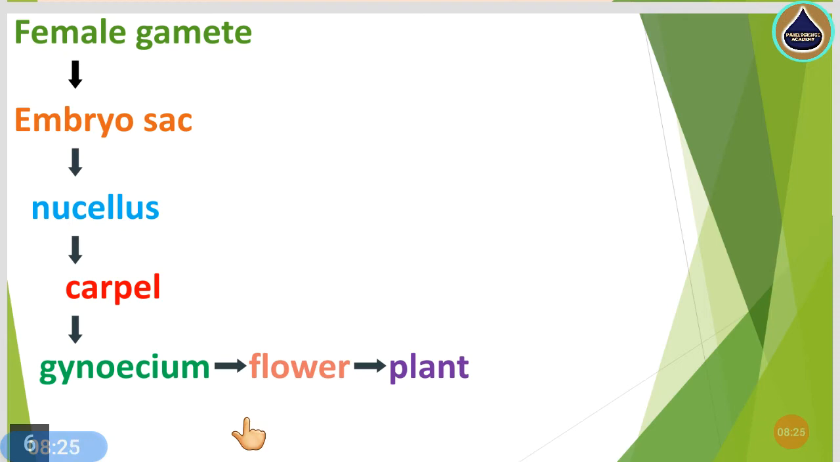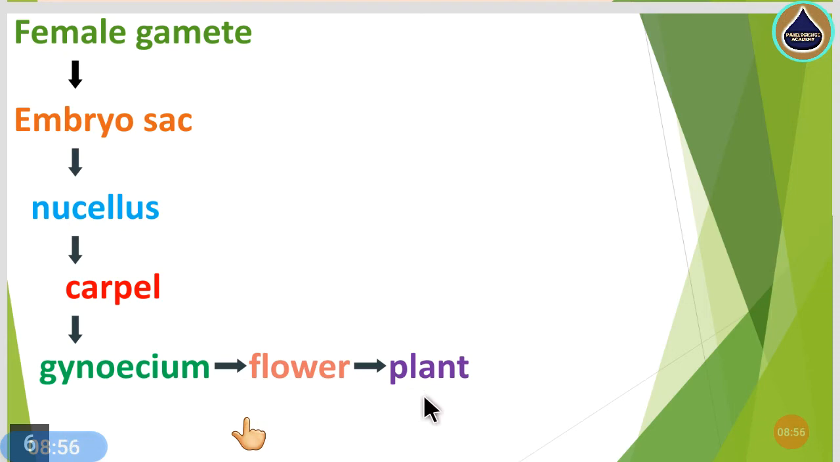Now we'll go for the female gamete and how this female gamete is formed and where is its location. This female gamete is formed in the embryo sac, and the embryo sac is found in the nucellus, and the nucellus is part of the carpel, and the carpel is the single unit or single member of the gynoecium. Gynoecium is the female reproductive whorl of the flower, and the flower is part of the plant.